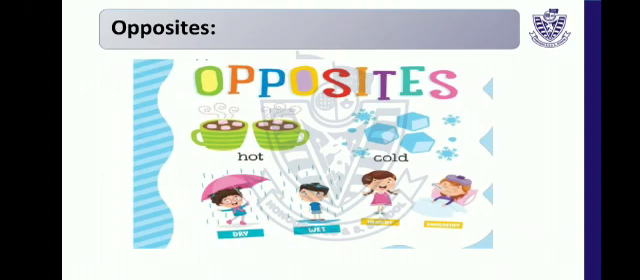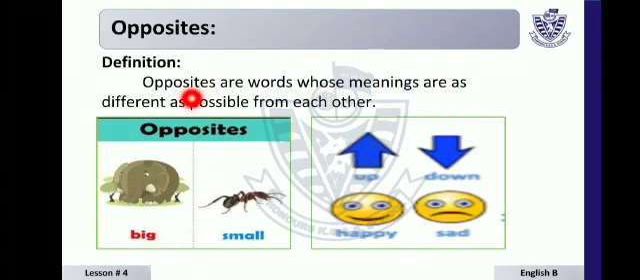Now we are going to start opposites. What are opposites? Opposites are words whose meanings are as different as possible from each other. For example, big, small, up, down, happy, sad.